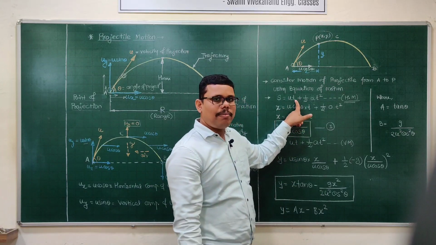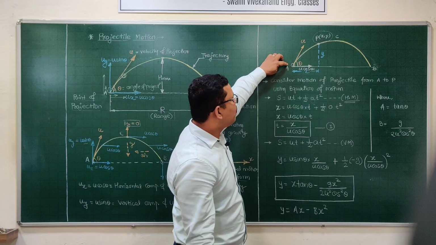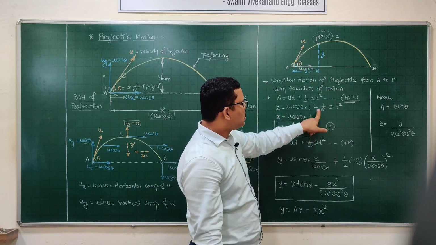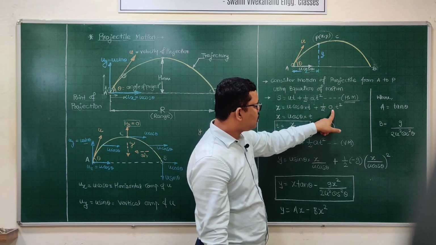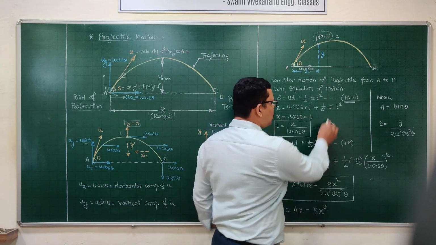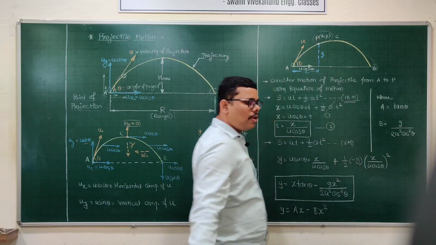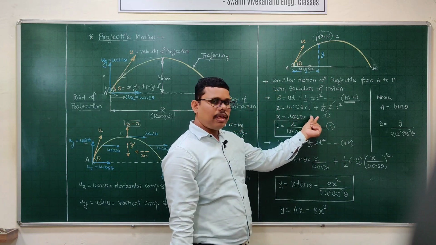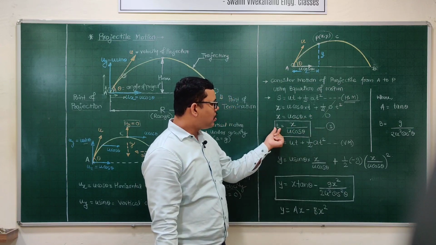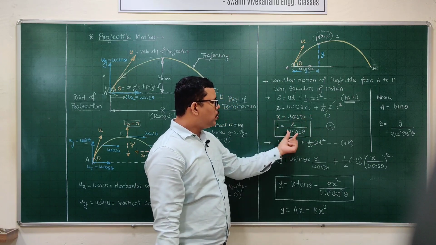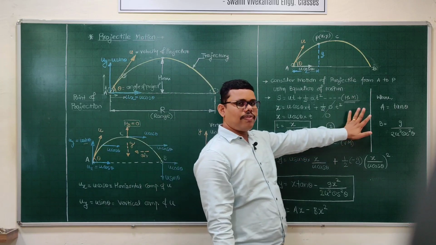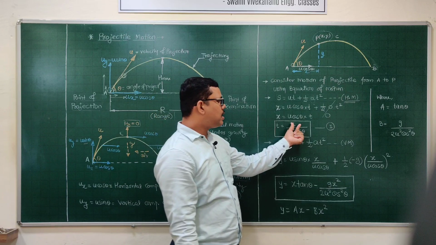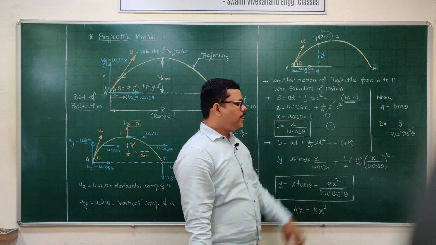T is the time taken by this projectile from point A to P. So here t as it is, plus half into this acceleration, which is 0, t square as it is. So this term becomes 0. So you will get x is equals to u cos theta into T. Further you will get T is equals to x divided by u cos theta. So this is our first equation, from where we get what? Time T is equals to x upon u cos theta.